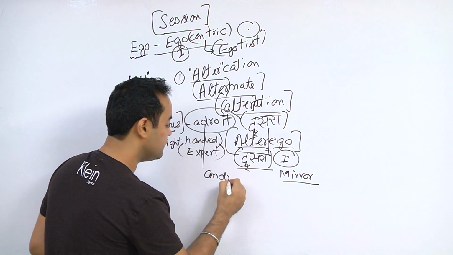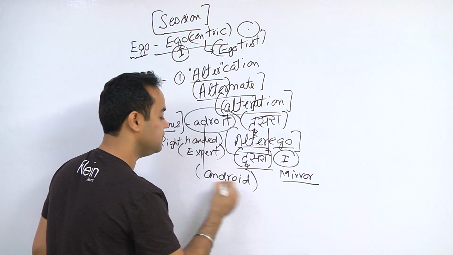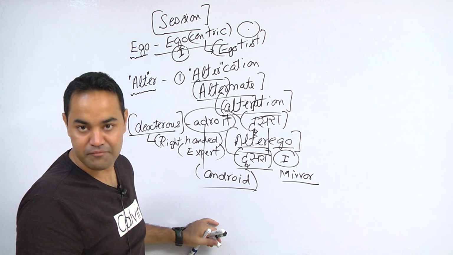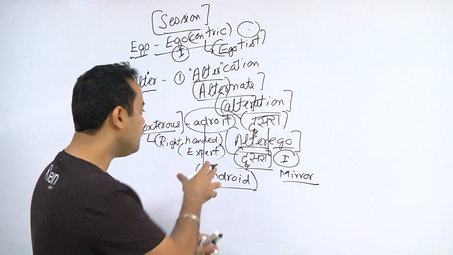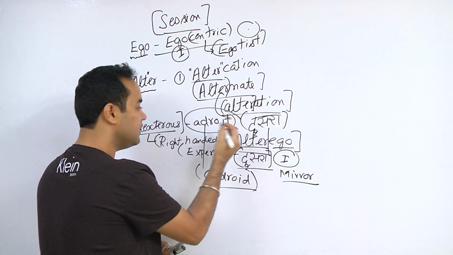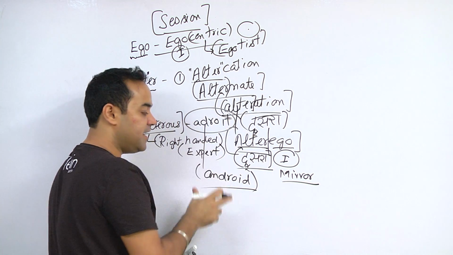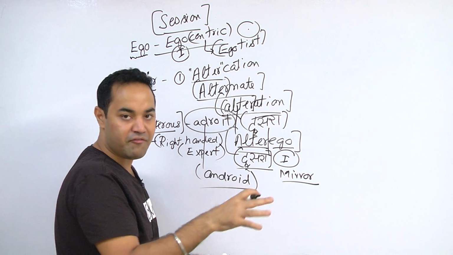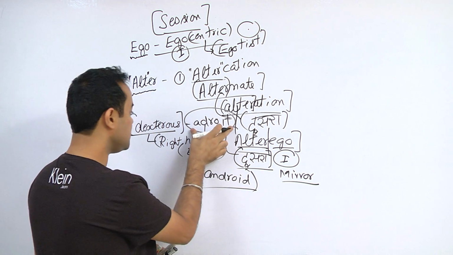Whenever I write this word called adroit, it reminds me of android. Have you heard of this word called android? I know you must have. Android means half machine, half man. It's nowhere related to that, but in the competitive exams, just to confuse you, they can give adroit / android. Android means half man, half machine.